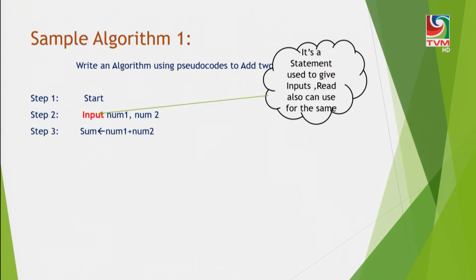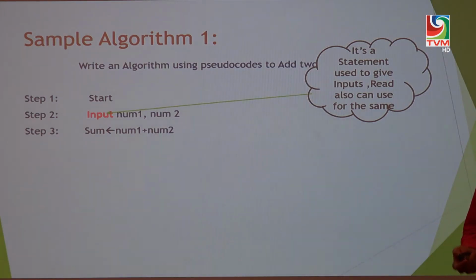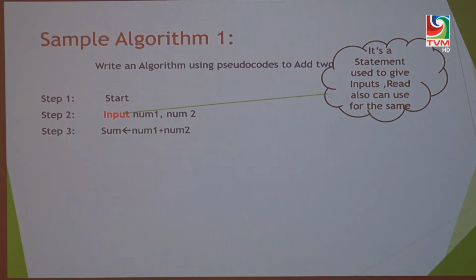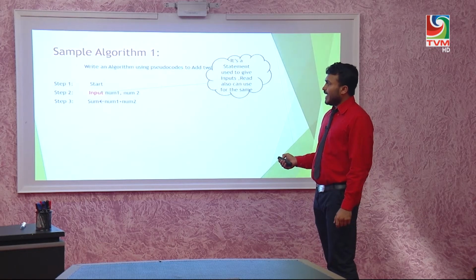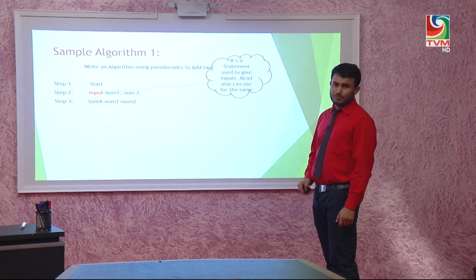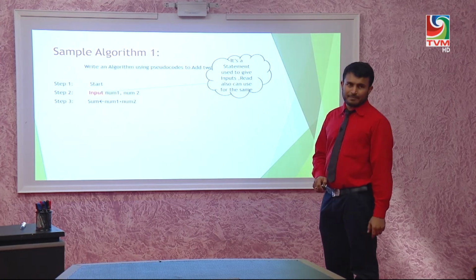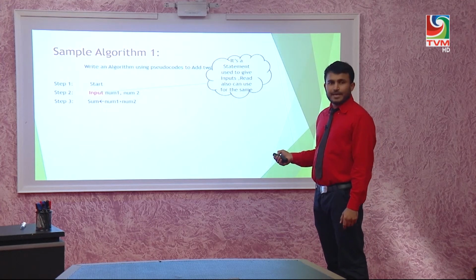Now step 3 says you are adding num1 and num2 and storing it in the variable called sum. Now I introduce a term called variables. So what is a variable? Variables are symbols or letters which are used to store values. In this example, sum is a variable because sum consists of the addition of num1 and num2. Num1 is also a variable, num2 is also a variable, but input is a statement.